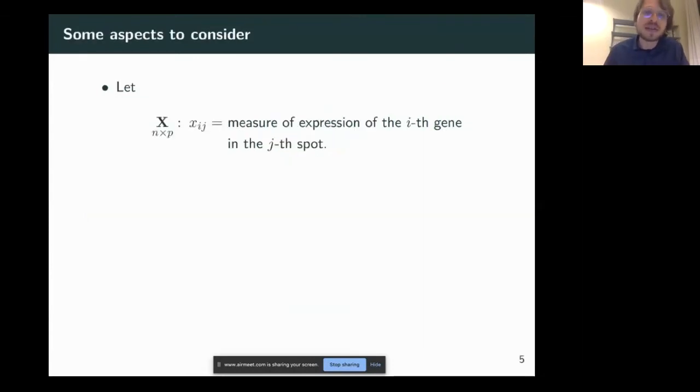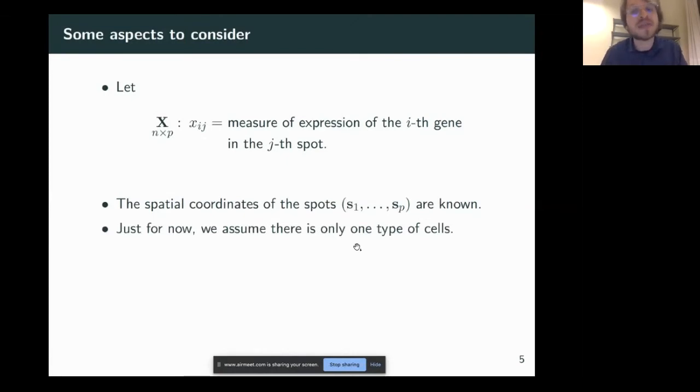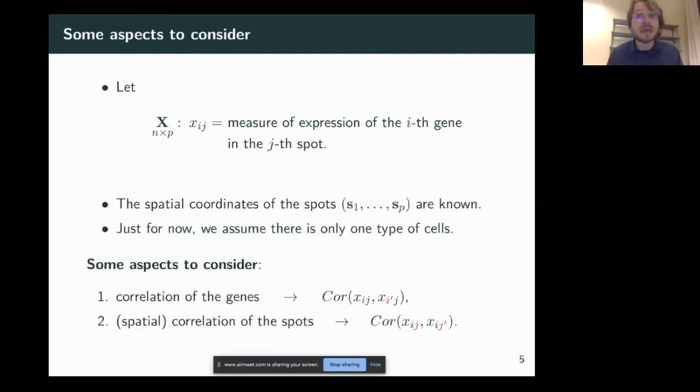We start from a data matrix, n times p, where n is the number of genes and p is the number of cells, so that the element ij is a measure of the expression of the gene i in the spot j. We have the spatial locations of the spots, S1 to SP, and right now we are assuming that there is only one type of cell at the base of the data. There are two types of correlation. The first is the correlation among the genes, so among the rows of the data matrix, and the second is the correlation of the spots, so the columns, which might be related to the spatial structure of the data.